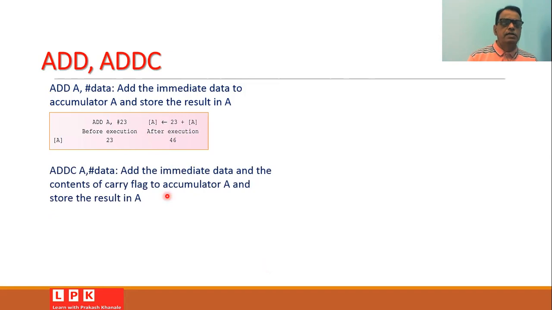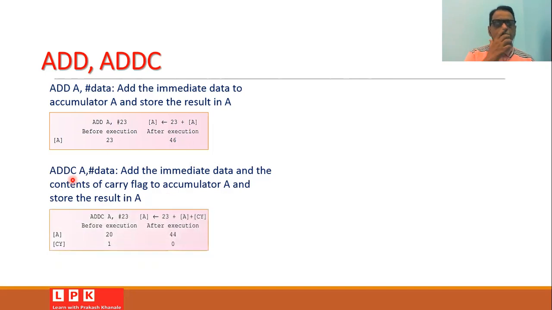Another instruction is ADDC A, #data, where in this case we will add the immediate data and the content of the carry flag into the accumulator. That is the reason the character C appears in this instruction. So for example, if we write this instruction as ADDC A, #23, and if A contains 20 hexadecimal and the carry flag is 1, then after the execution of this instruction, one can find the result 44 hexadecimal in the accumulator.